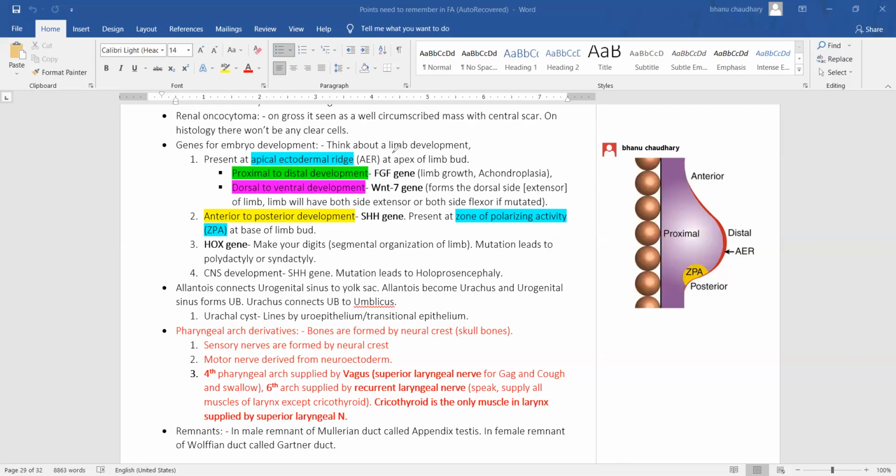Okay, so now you know the function of every gene. The fibroblast growth factor gene is responsible for the lengthening. The Wnt7 gene is responsible for the ventral dorsal development. Sonic Hedgehog gene is responsible for the anterior posterior development. Hox gene is responsible for your digits and everything in your body, the segmental organization of your limb. You have arms proximally and forearms distally. It's all dependent upon the Hox gene. So what structure is going to be at what site depends upon what type of Hox gene you had at that location, right? So that's everything about the genes for the embryogenesis.